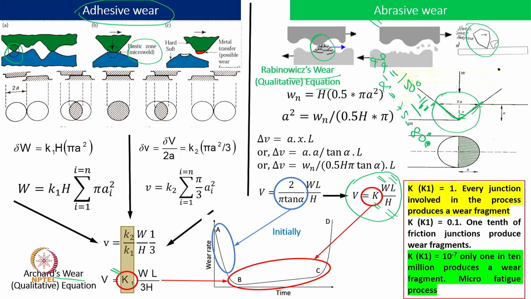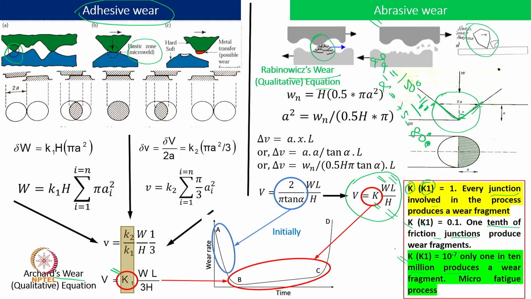Just to repeat the same thing, k is a probability. k1 equal to 1 means every junction involved in the process of adhesion or abrasion produces a wear fragment, that means 100% failure is happening. While k or k1 equal to 0.1 means 1/10 of the junctions in contact will generate wear debris. And k or k1 equal to 10⁻⁷ means only 1 in 10 million contacts, or repetitive contacts, will generate only one wear fragment.